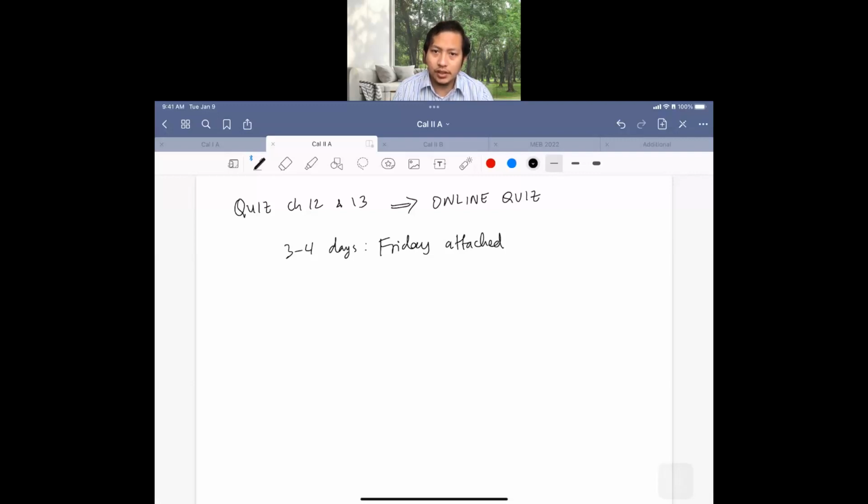What you need to do is just click the link, and you can prepare anything you like: a calculator, even notes if you want. This is like an exercise, but I will grade it as a quiz, with a smaller percentage than the physical quiz, because it's online and you can use a calculator and look up your notes.